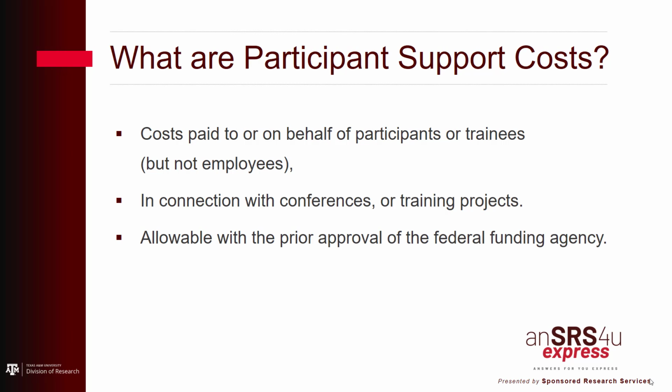As defined in Uniform Guidance, participant support cost means direct costs for items such as stipends or subsistence allowances, travel allowances, and registration fees paid to or on behalf of participants or trainees, but not employees, in connection with conferences or training projects. The National Science Foundation allows participant support costs to be included in proposal budgets.